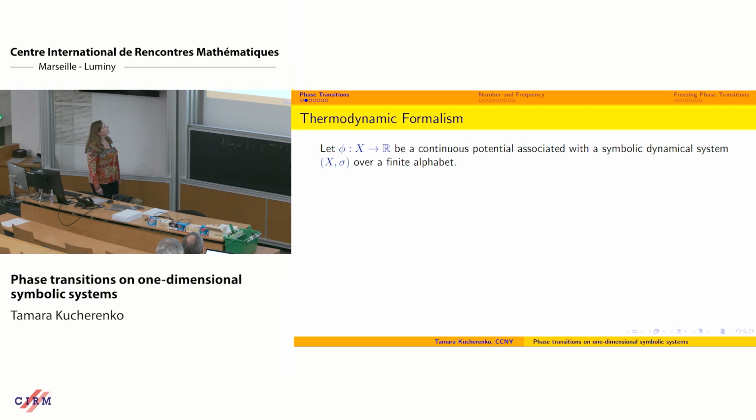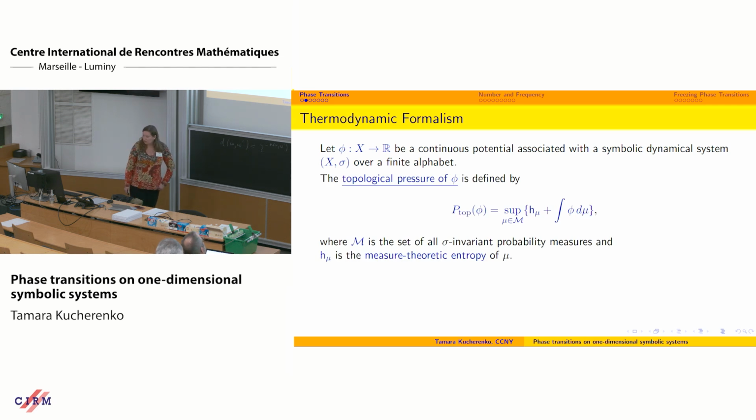So we look at a potential phi. This is exactly the potential Jean René was talking about. It's just a continuous function from my shift space X into the real numbers. And we define the topological pressure of phi using the variational principle. This is a supremum of the entropy of the measure mu plus the integral of phi with respect to the measure mu, where the measure runs over all shift invariant probability measures.